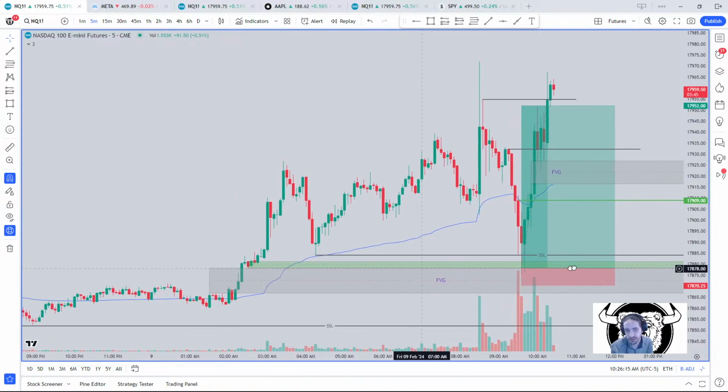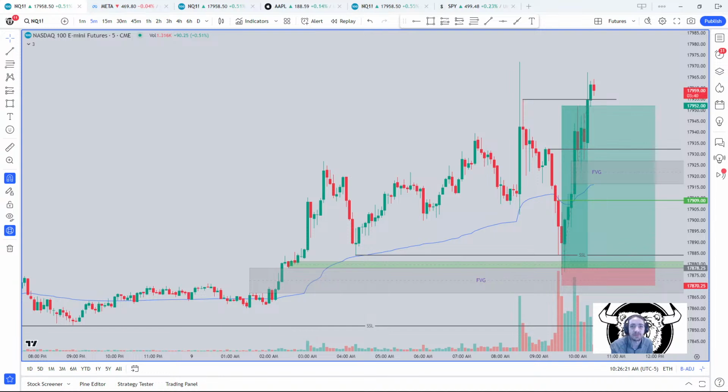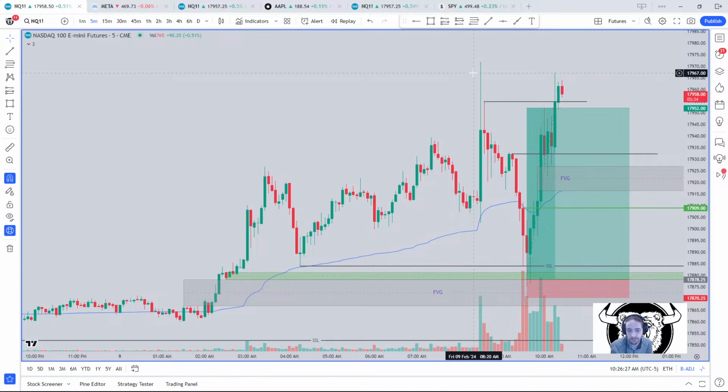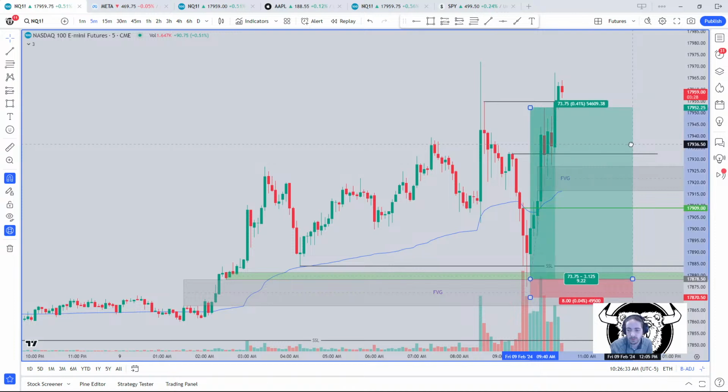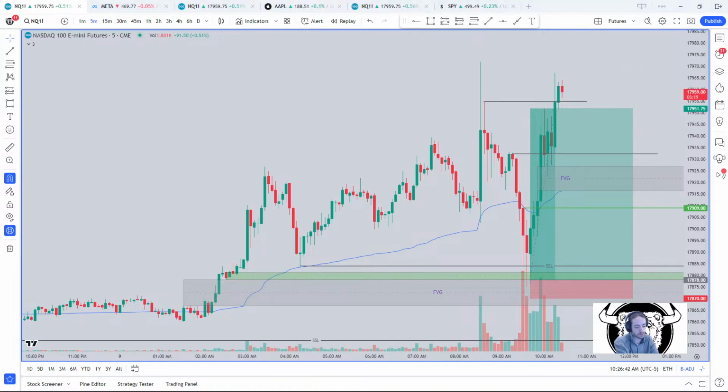It turned into a 9-to-1 risk to reward based off the entry and moved stop loss. Really great stuff. Really great job today, everybody. Really great job.